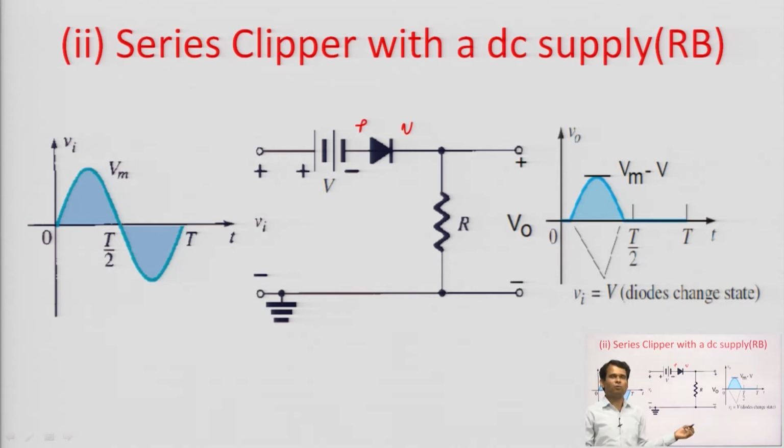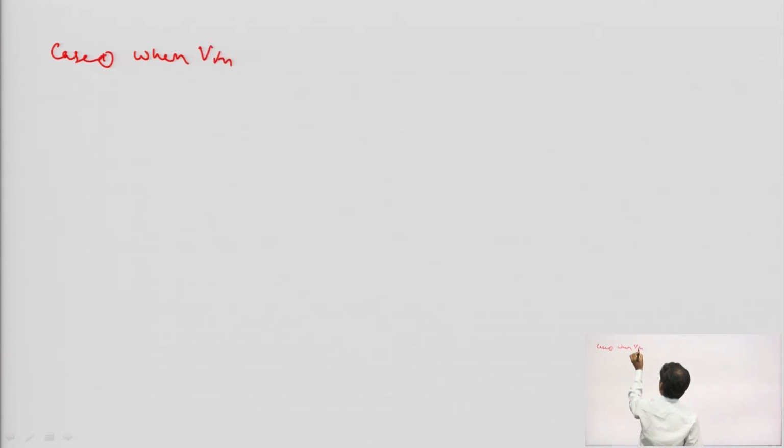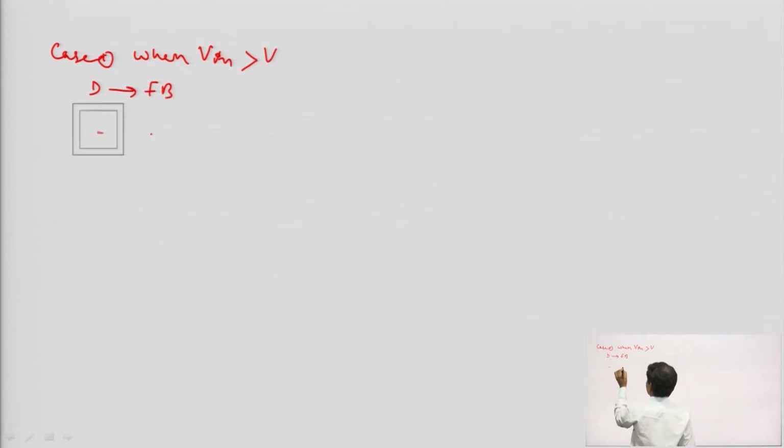This means there are 2 cases. When input is greater than V, the diode becomes forward biased and starts to conduct, and when input is less than V, the diode becomes reverse biased. This means we will explain it in 2 cases. Case 1, when V input is greater than V, what will happen? The diode becomes forward biased.